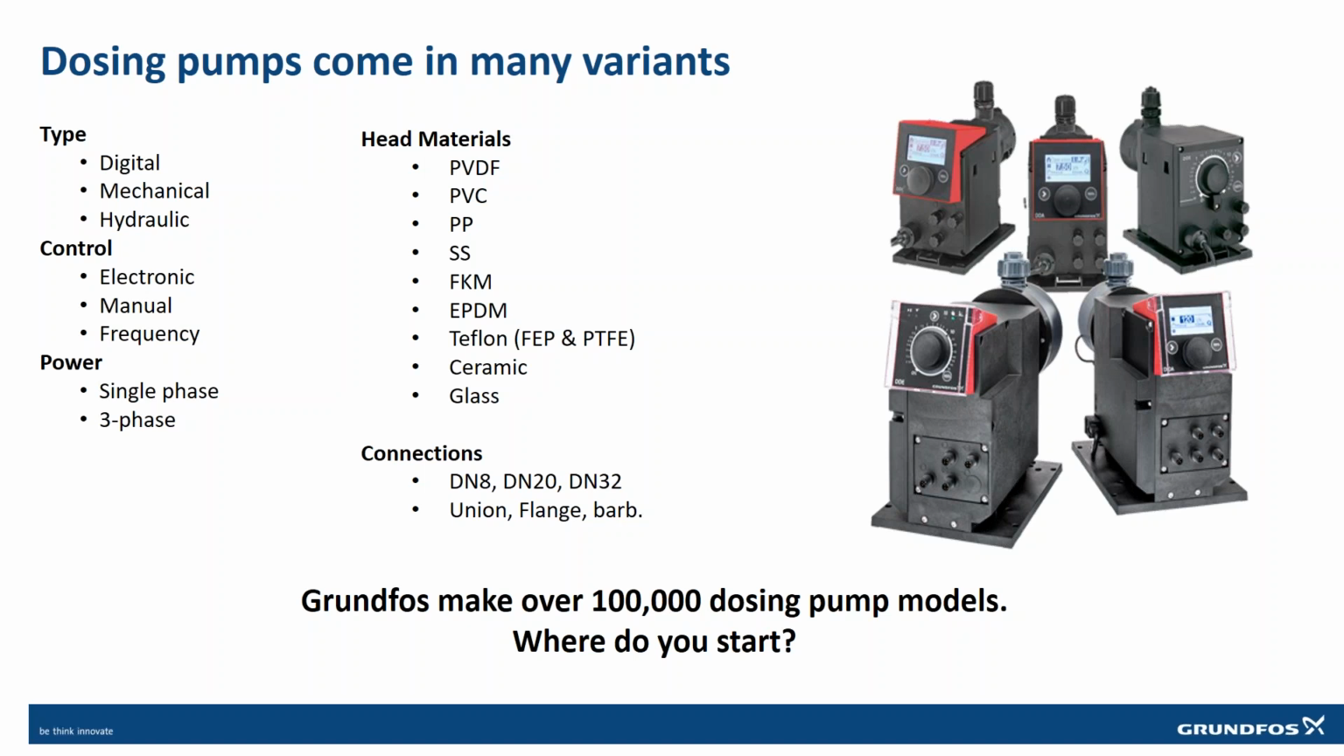And then we have connections, different sizes, shapes and forms, DN8, DN20, DN32, different sizes of connections, different connection types, unions, flange or hose barb. Grundfos make over 100,000 dosing pump models. Take all those different combinations and sizes into account. So where do you start?